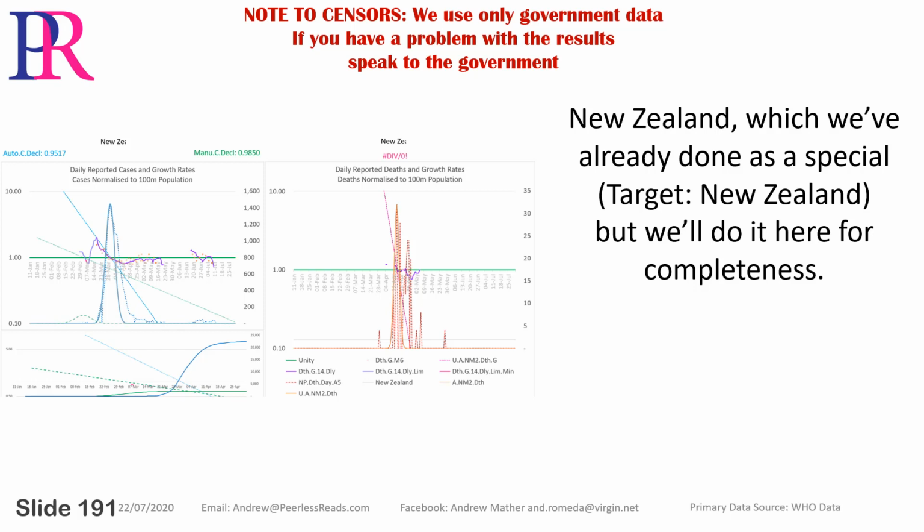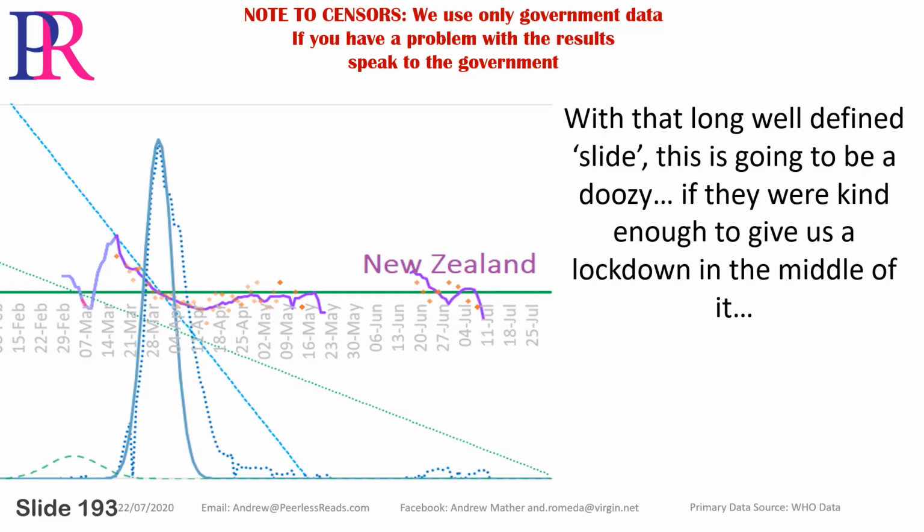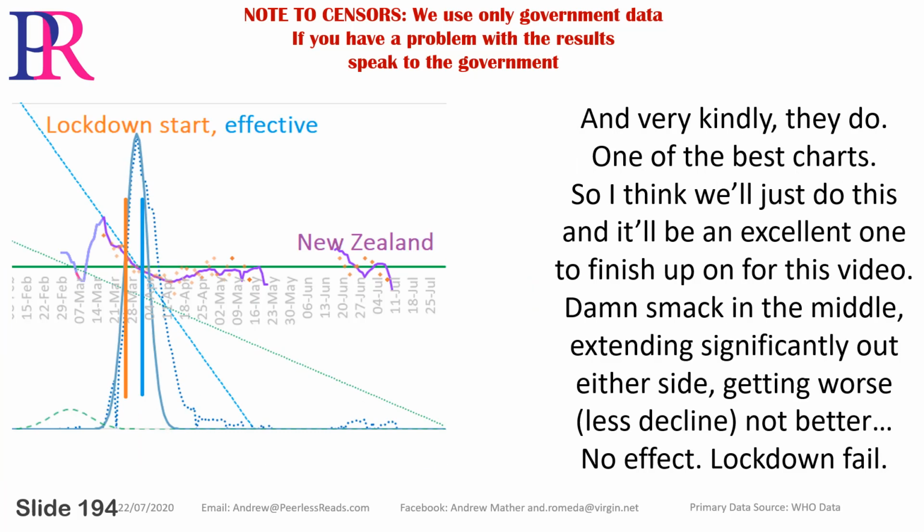New Zealand, which we've already done as a special, target New Zealand, but we'll do it here for completeness. With that long, well-defined slide, this is going to be a doozy if they were kind enough to give us a lockdown in the middle of it. And very kindly they do. One of the best charts. So I think we'll just do this, and it'll be an excellent one to finish up on for this video. Damn smack in the middle, extending significantly out either side, getting worse, less decline, not better, no effect, lockdown fail.